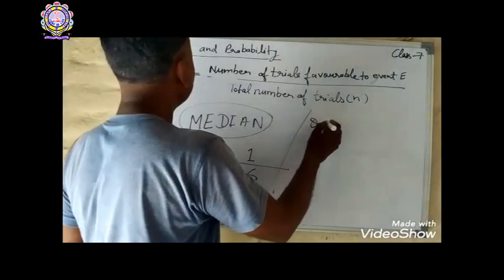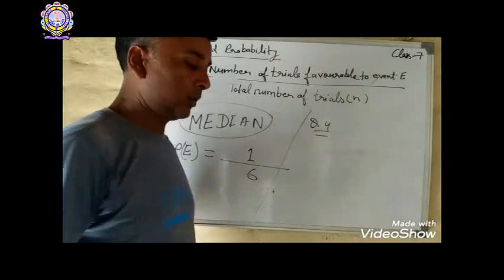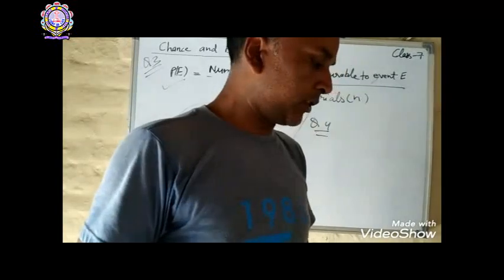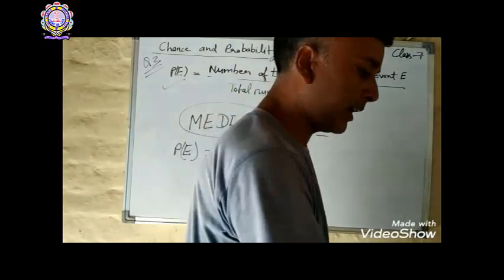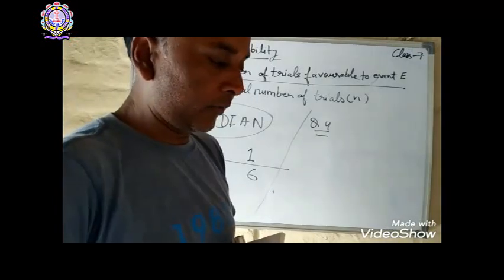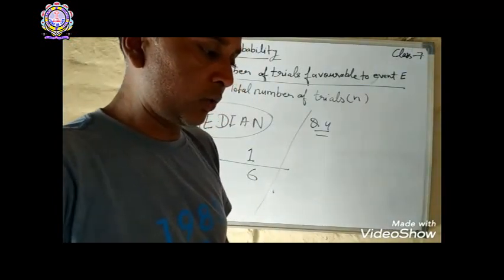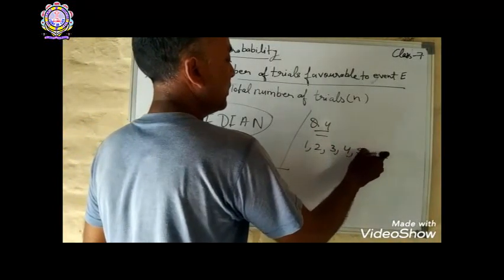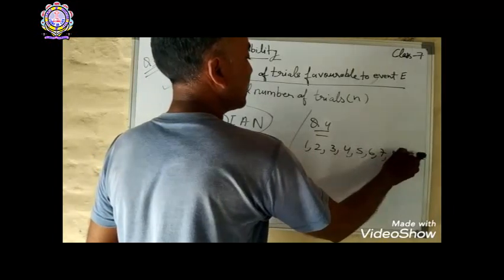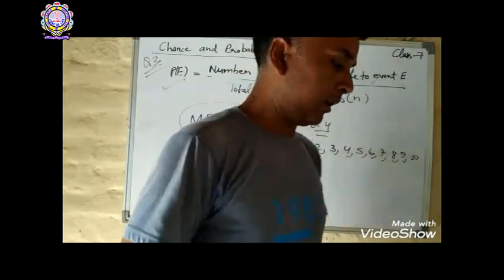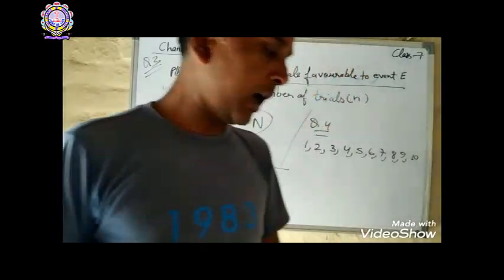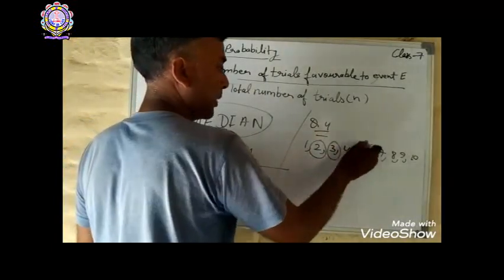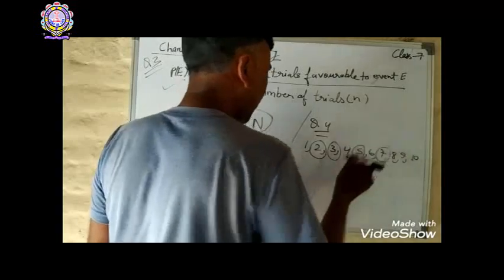Question number 4. If one number from the first 10 natural numbers is chosen randomly, natural numbers 1, 2, 3, 4, 5, 6, 7, 8, 9, and 10, what is the probability that the chosen number is a prime number? So first you have to check the prime numbers. 2 is prime, 3 is prime, 5 is prime, 7 is prime.